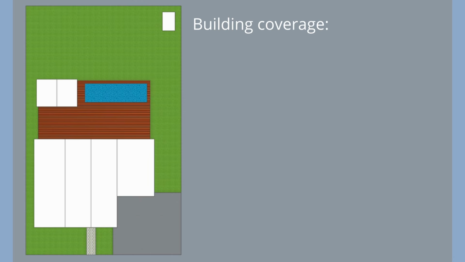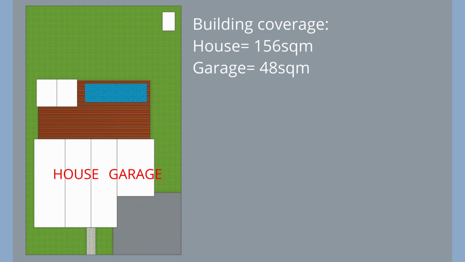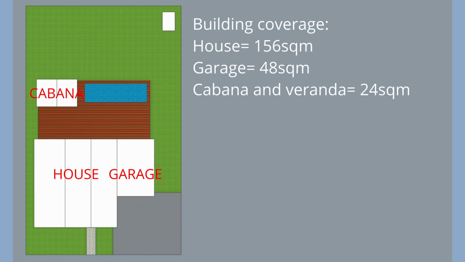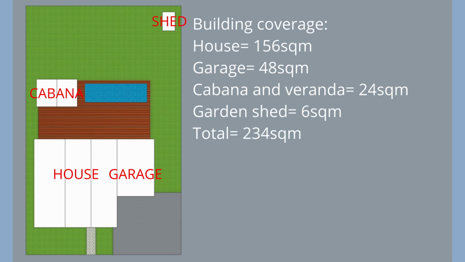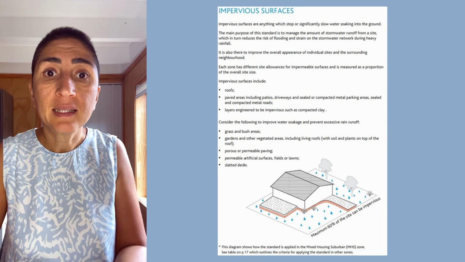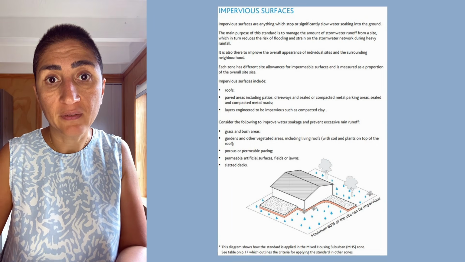So in our example, building coverage is the house, which is 156 square meters, plus the garage, which is 48 square meters. Cabana and veranda, which is 24 square meters together. Garden shed, which is 6 square meters, and it all comes to 234 square meters, which is 23.4% of the site area. Next step is to calculate the impervious area.